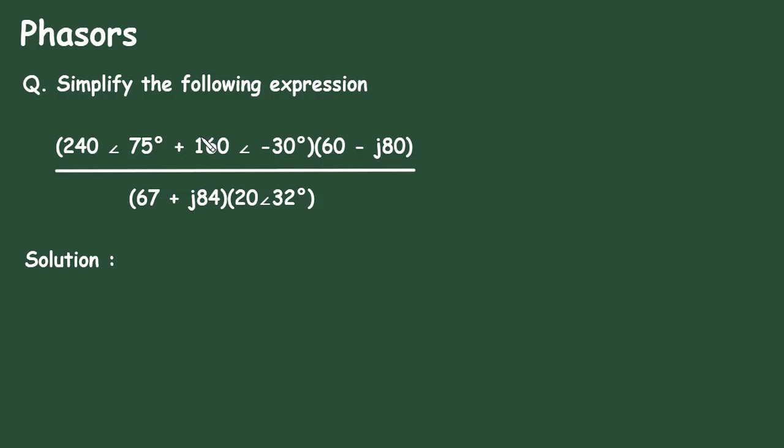In this video, we will see an example on phasors. Question: simplify the following expression. Here we have to simplify this complex number. So solution, let's say z is equal to this value.